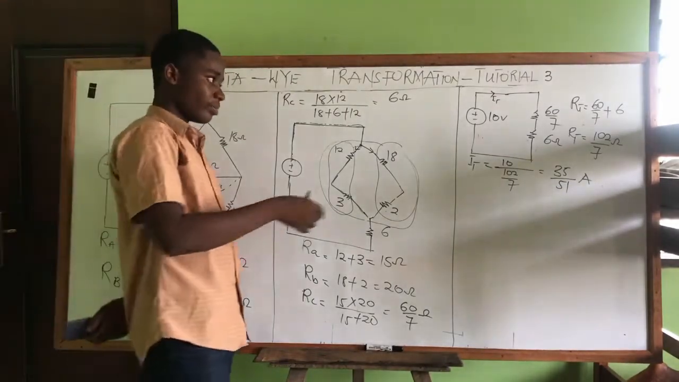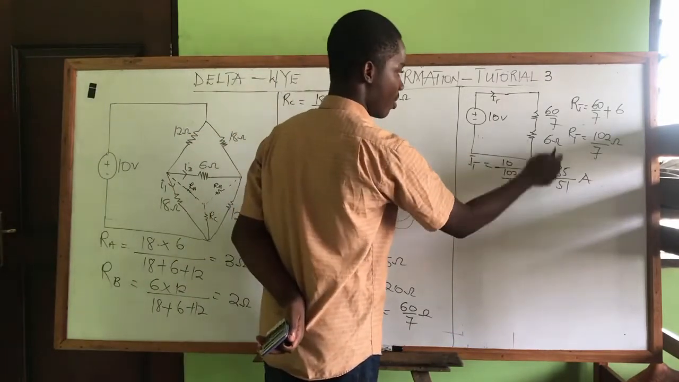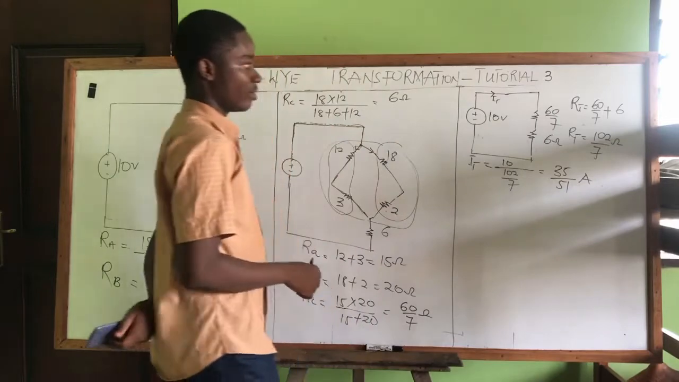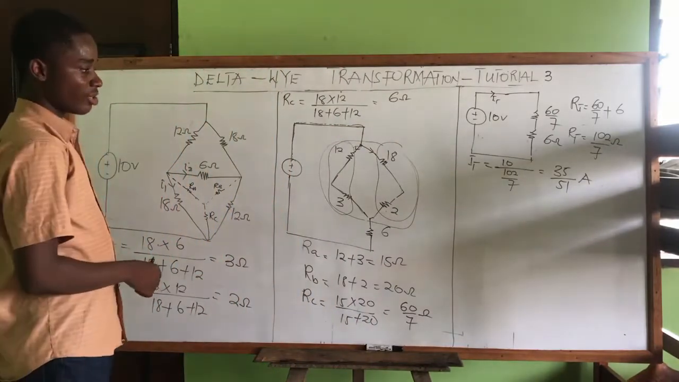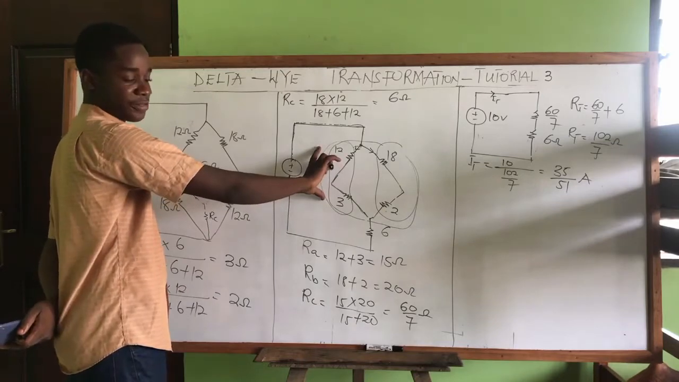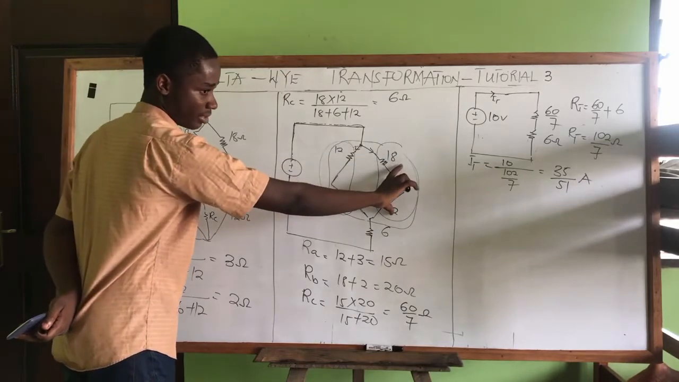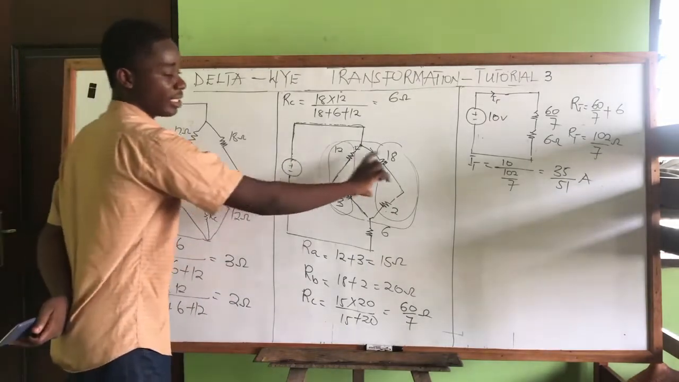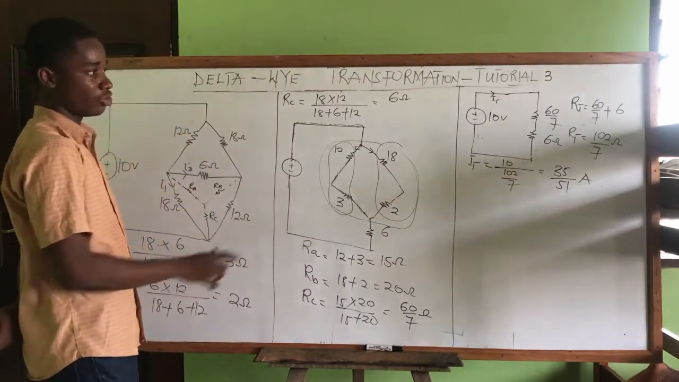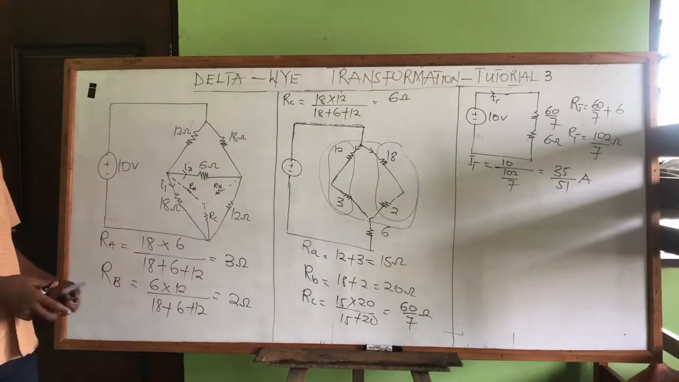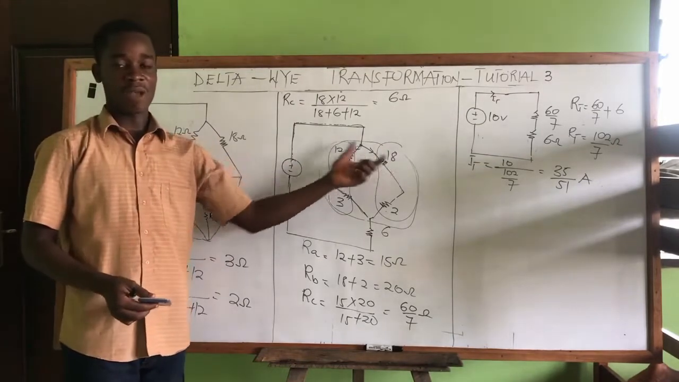But let's see. The current in this one we know. When I go back, this 60 on 7 is from the parallel combination of the 15 here and the 20 here. I believe you remember the 15 here and the 20 here. They were in parallel to give us the 60 on 7.